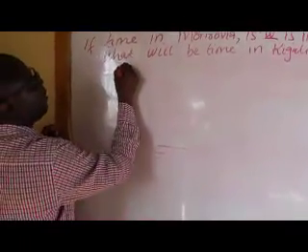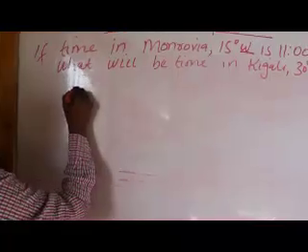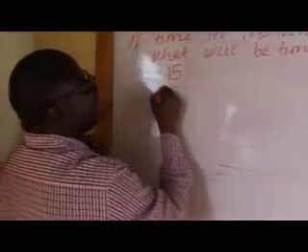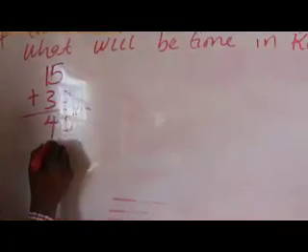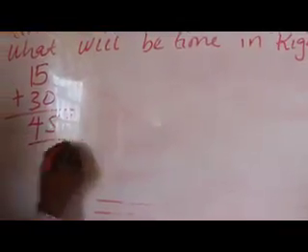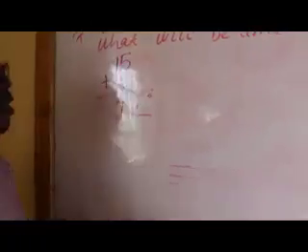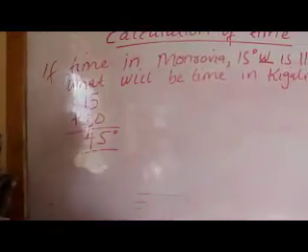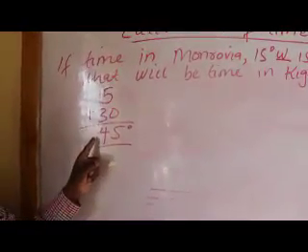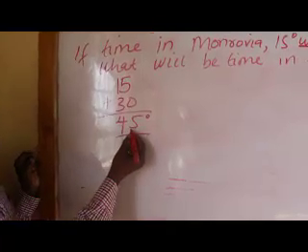So we are going to say 15 plus 30. This is 5. This is 4. So these are degrees. These are longitudes, and longitudes are written in degrees. Now we have not gotten time. We are interested in getting time at Kigali. So we are going to convert these longitudes into time.